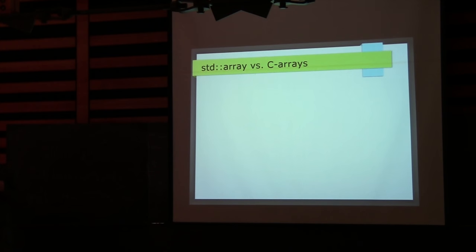So C++11 added standard arrays. And the advice was use standard array. Knows about its size, it doesn't implicitly decay to a pointer to the first argument, it's safer, it's just as efficient, it has member begin and end, it works with all these algorithms, it's nice, use it.